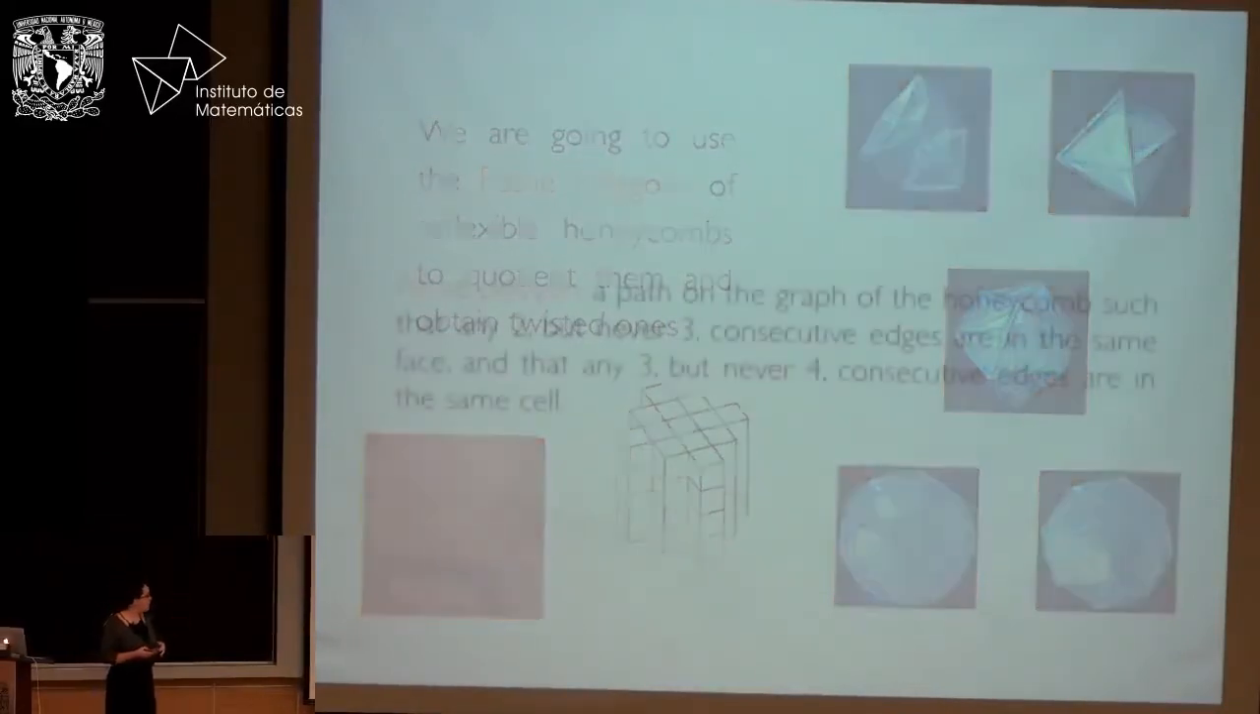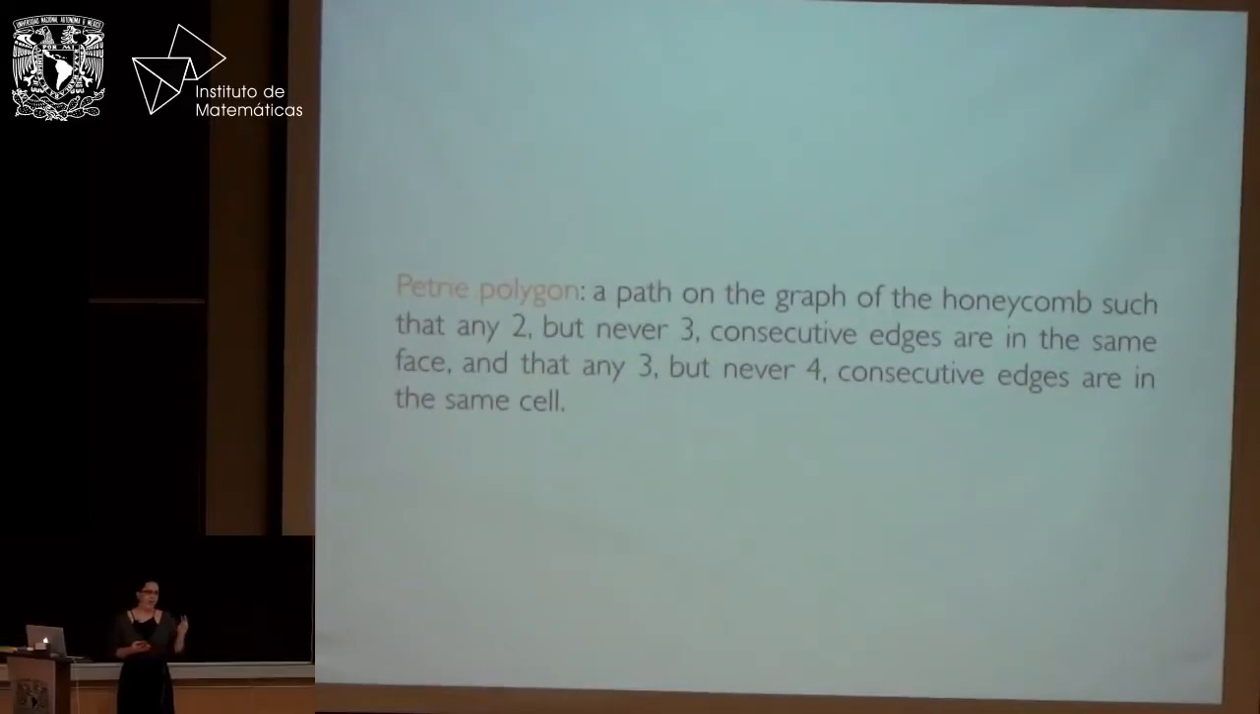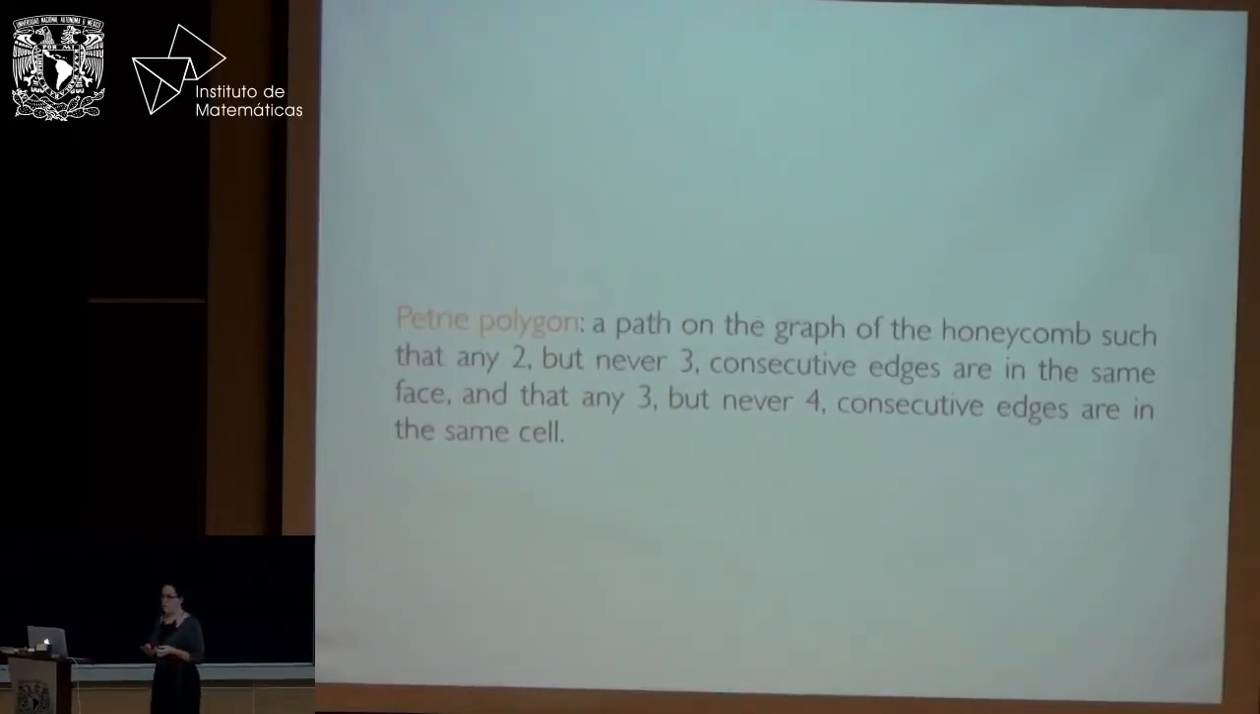So what's a Petrie polygon? A Petrie polygon is a path on the graph of the honeycomb, such that every 2 consecutive edges of my path are edges of a given polygon in my honeycomb, but never 3. So every time that I go to the 3rd one, I have to change faces. But every 3 are in the same cell, but never 4 in the same cell. So how do they look like?